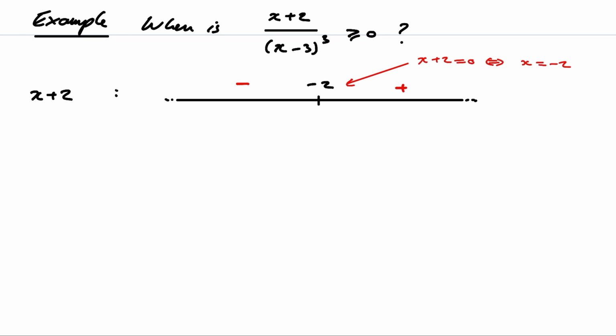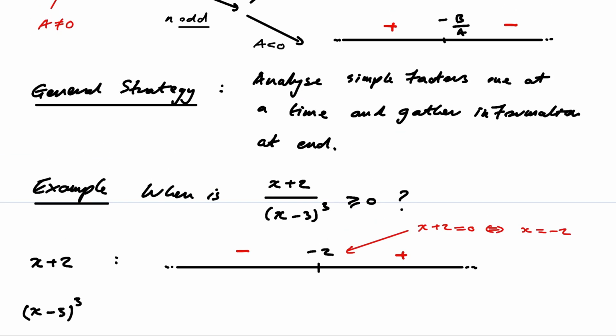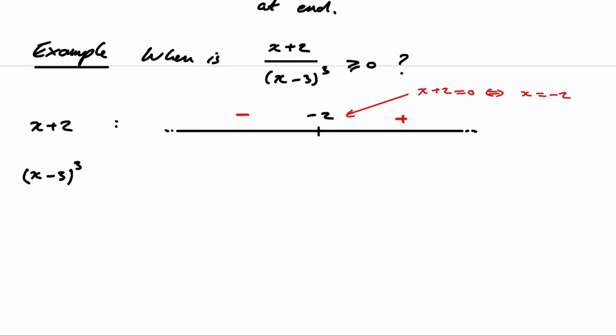Let's do the second one, the one in the denominator. So this is of the form x minus 3 to the power 3. This is one of my standard cases I've just looked at above. So what does this look like? Well, it's the same basic shape. First of all, the a is positive, so it's going to go from negative to positive when I go from left to right.